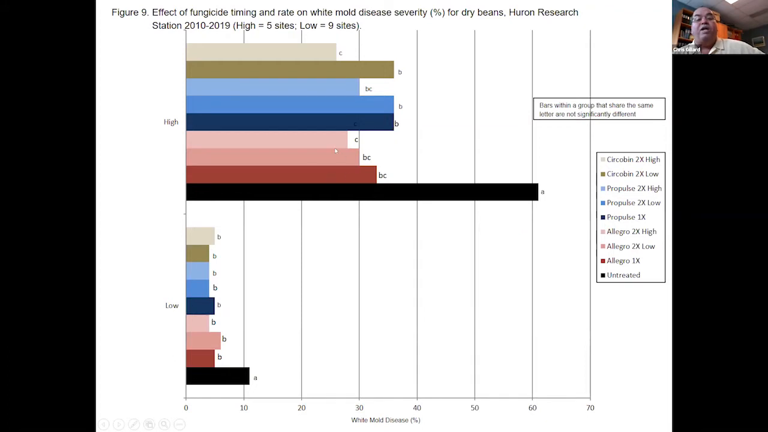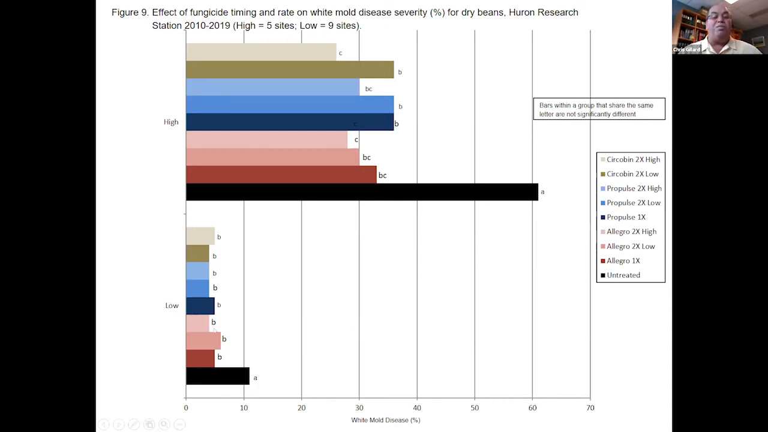To describe what I've done in the slides, these reddish bars here are Allegro. The blue bars here are Propulse, and the green bars at the top are Cercoban. And these are different rates and timings. So the darker bar in each one is one application early. The middle bar for each is 2 applications at a low label rate, and the top bar is 2 applications at the high label rate. The only difference being in Cercoban, we didn't test the 1x rate, we only tested the 2 applications low, 2 applications high rate.